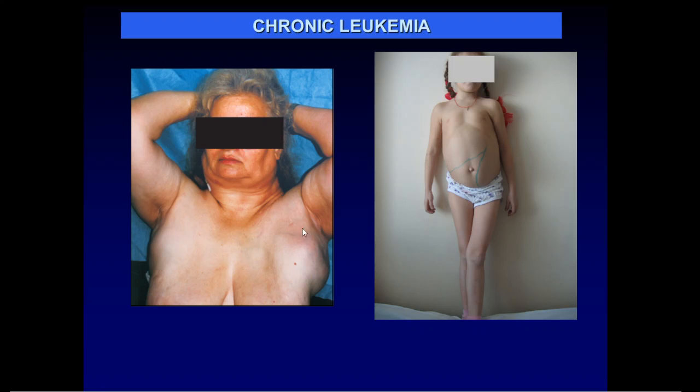So here you see significantly increased lymph nodes. So probably this is chronic lymphoid leukemia. Here you see an increased spleen and liver, and this could be myeloid leukemia, but obviously, without histological and immunohistochemical tests, we can't say what the disease is. So we can only suggest.